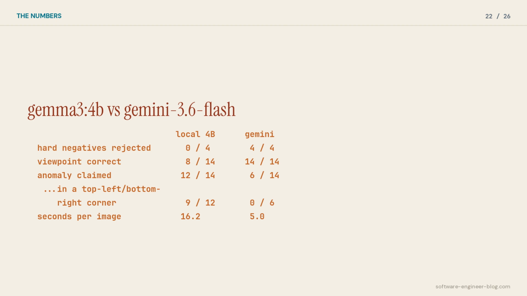So, the numbers. Hard negatives rejected: 0 out of 4 against 4 out of 4. Viewpoint correct: 8 out of 14 against 14 out of 14. And the anomaly line. The small model claimed a finding in 12 of 14 images, despite being told not to invent findings, and 9 of those 12 landed in either the top left or the bottom right corner. The big model claimed 6 and clustered in no corner at all.